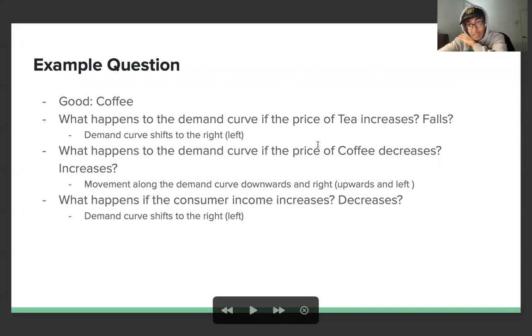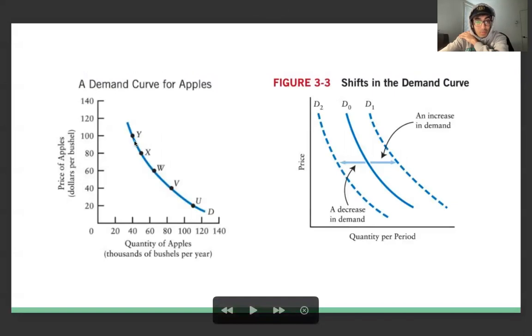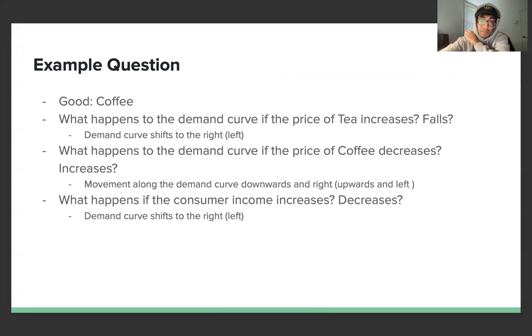And then if the price of coffee decreases, since it's a change in the price of the good itself, we just move downwards and towards the right along the demand curve. And same logic for when the price of coffee increases, we move upwards and left. And then if the consumer income increases, we now have more purchasing power, so we can buy more coffee. So the entire demand curve shifts to the right, just basically saying the demand increases.